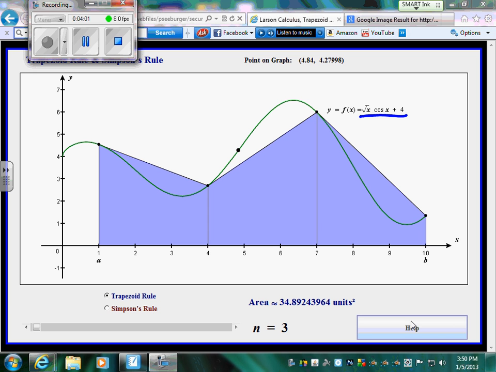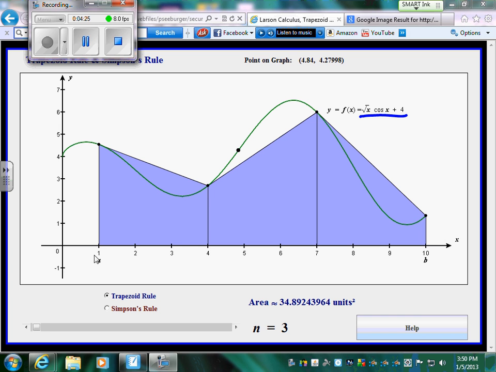We can actually change the number of trapezoids that we're going to have, and notice what happens to the area as I do that. Also look at the way the picture's drawn. We went from, it looks like, 1 to 10, with 3 trapezoids. So notice that in that case, if I went from 1 to 10, that would be 9 units with 3 trapezoids. That would make them a total of 3 units separated apart.